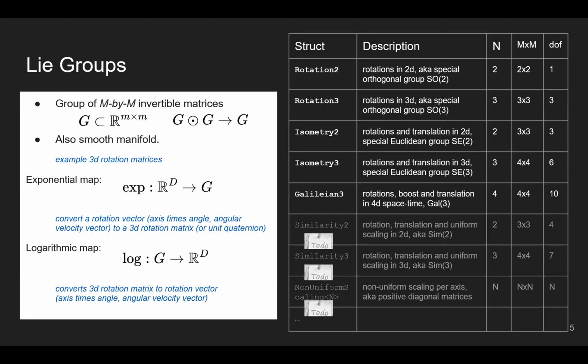Okay, what are Lie groups? A Lie group is a group of m by m invertible matrices. So basically, you have a group operation, so you can multiply 2 elements of the group, and you get another element of the group. But they're also smooth manifolds. So what does it mean? A good example is rotation matrices. In order to combine 2 rotations, you multiply them and get a new rotation. But the manifold aspect really is that there's an exponential map.